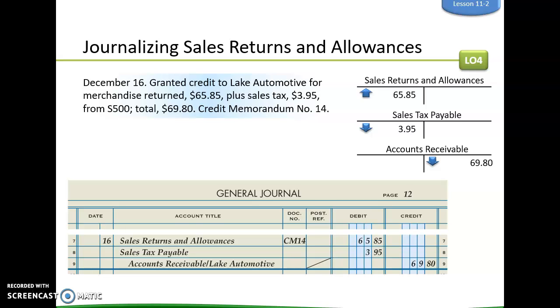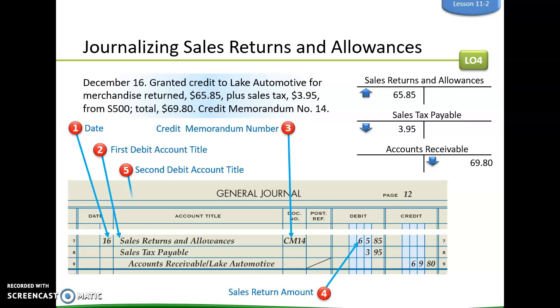So we have the 16th date, sales returns and allowances, then sales tax payable are our debits, and then accounts receivable and Lake Automotive. Again, we're using that diagonal line, which is going to indicate that we need to post that to two accounts. We need to post it to accounts receivable, and then we also need to post that to the accounts receivable ledger account of Lake Automotive. And our document number is going to be CM14 because that was the number of the credit memorandum.